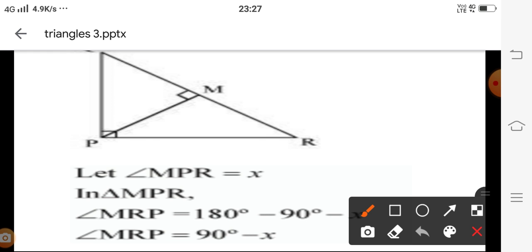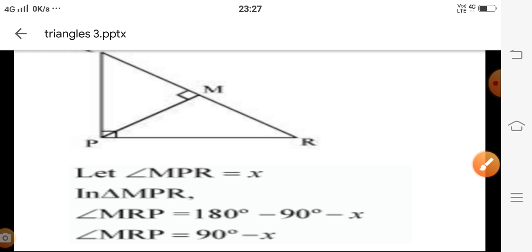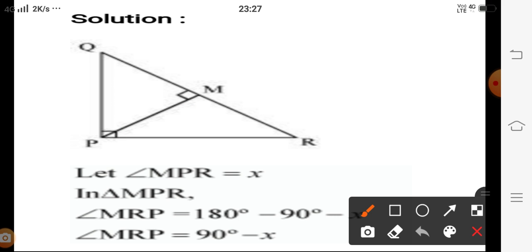If you observe the diagram here, then angle QPR is 90 and angle PMR is also 90 degrees. If you consider this angle MPR as X, then this angle becomes 90 minus X.